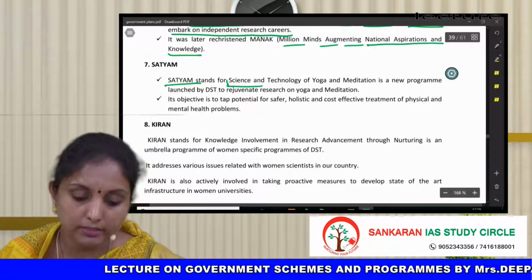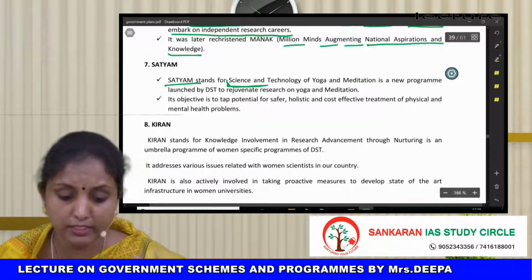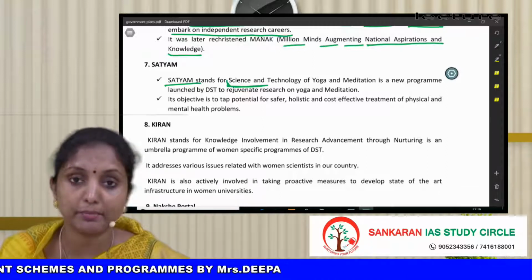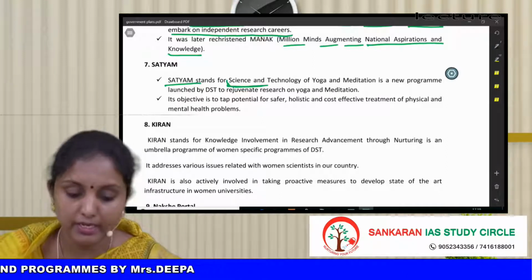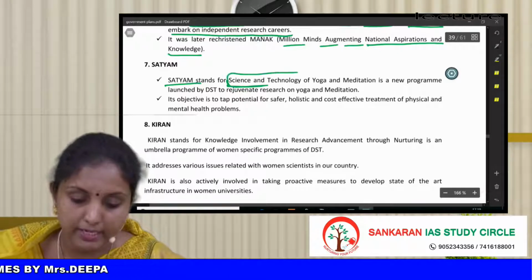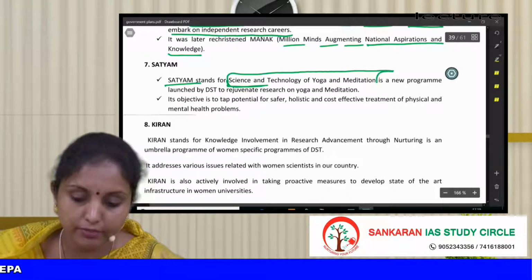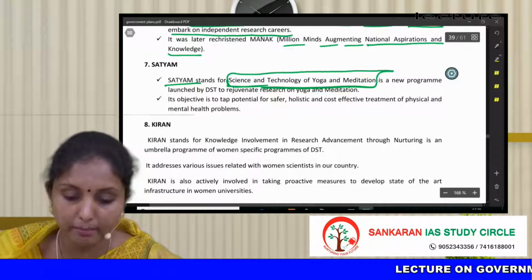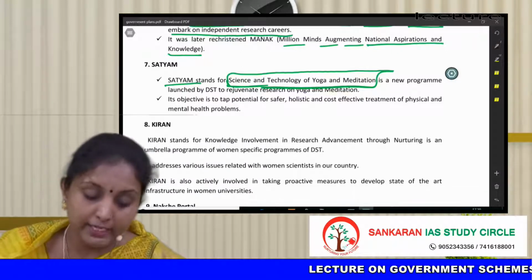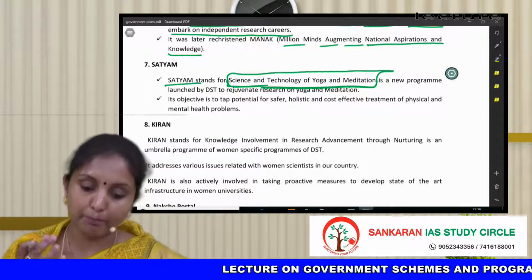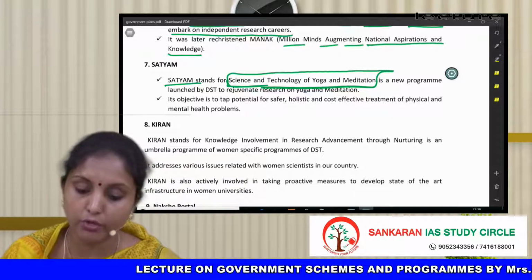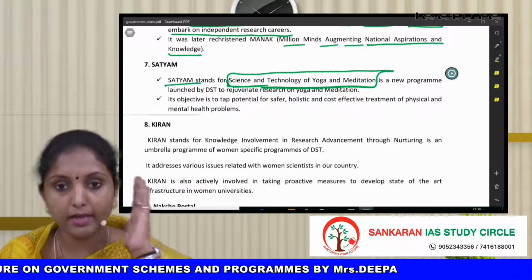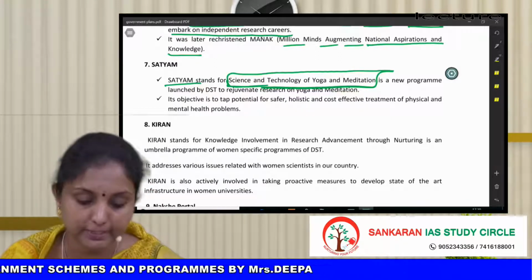Satyam. Sometimes we get confused: how is Satyam, which is related to yoga and meditation, coming under science and technology? This is how it is explained. Satyam is actually the full form: Science and Technology of Yoga and Meditation. Its objective is to tap potentials for safer, holistic and cost-effective treatment of physical and mental health problems.